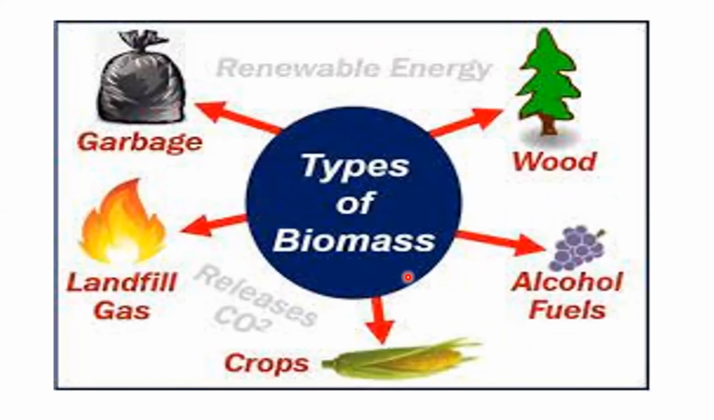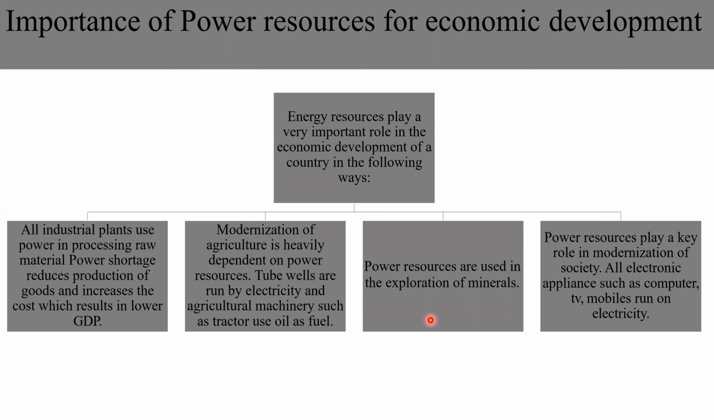Burning the garbage, alcohol fuels, wood, crops, or any other thing, or animal manure, that is cow dung, is used to produce this kind of energy, and is called biomass or biogas. All are the same things.